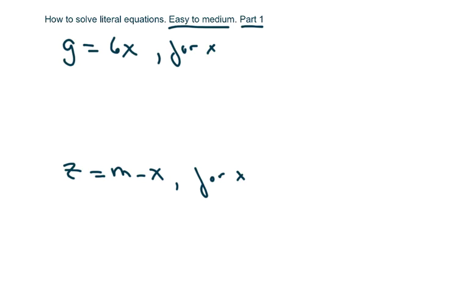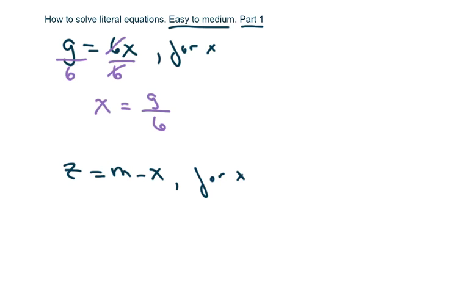So in this case, we do have a number here. And to solve for x, we're going to divide both sides by 6. So that cancels. So x equals g over 6.